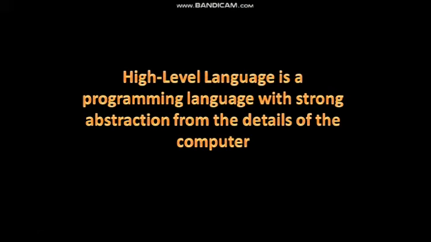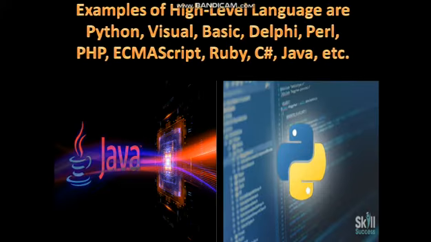High-level language is a programming language with strong abstraction from the details of the computer. Examples of high-level languages are Python, Visual Basic, Delphi, Perl, PHP, ECMAScript, Ruby, C#, Java, etc.